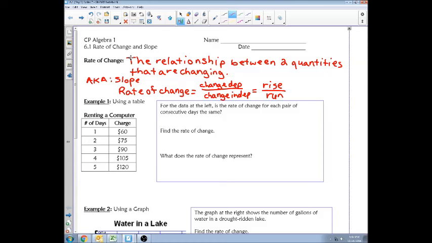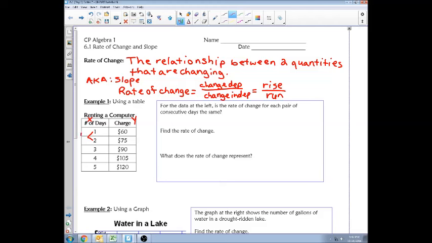We're going to use the table. Talking about running a computer here. So we have the number of days on the left, the charge on the right. Let's think about which one of those we could physically change. Can we change how much somebody's going to charge us to rent their computer, or just the number of days that we hold on to it? Well, obviously just the number of days. So that will be my x, or my independent variable. The charge will be my y, or my dependent variable.